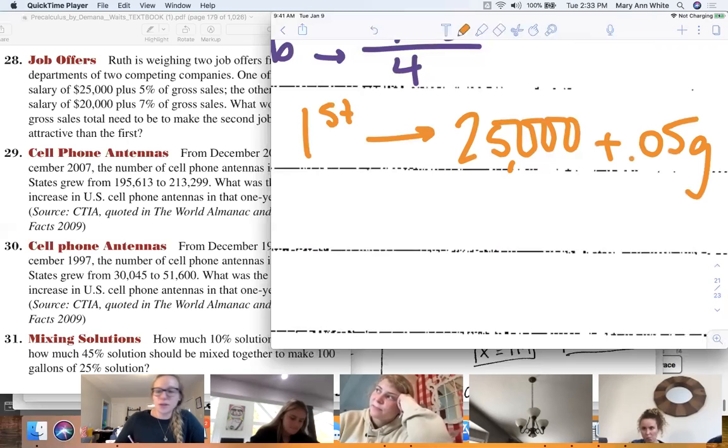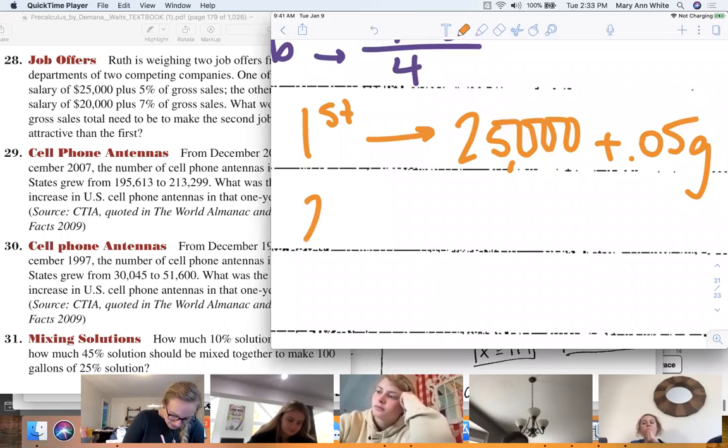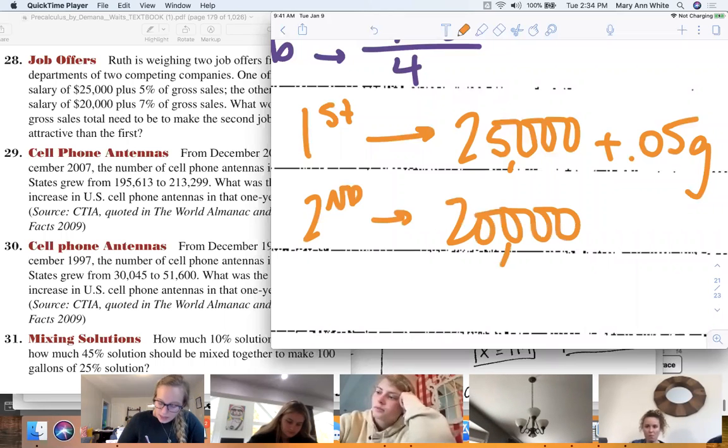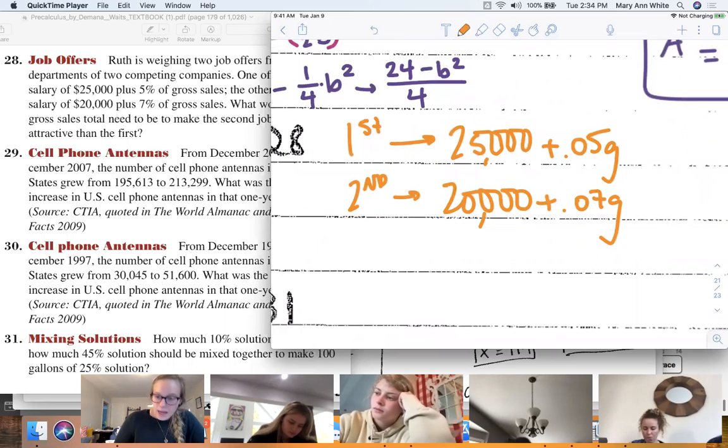You can use X, you can use S, you can use M. I don't care what you use. I just use G for gross sales. The second job, she makes a base of $20,000, but this time she makes 7% of her gross sales, or 0.07. If she sold nothing, the first offer would be the best offer. But as she sells more, there becomes a certain point where the second job is better for her.